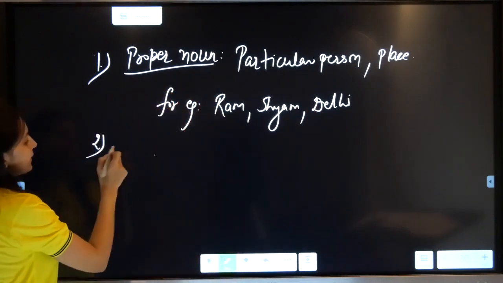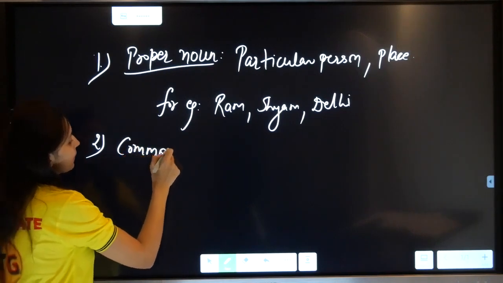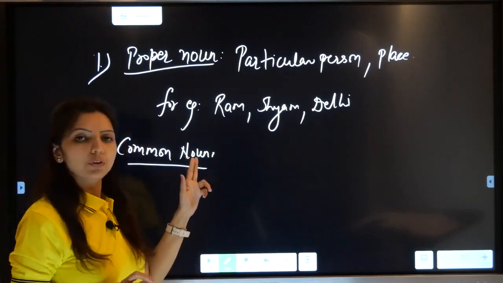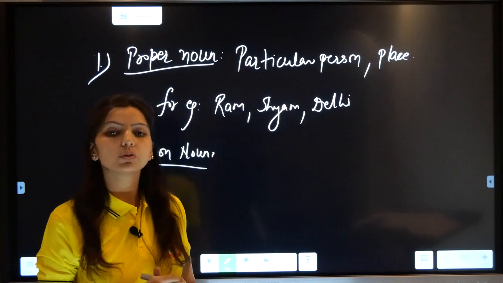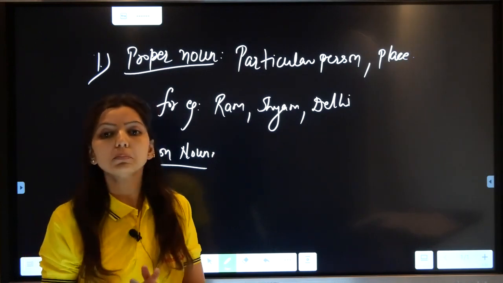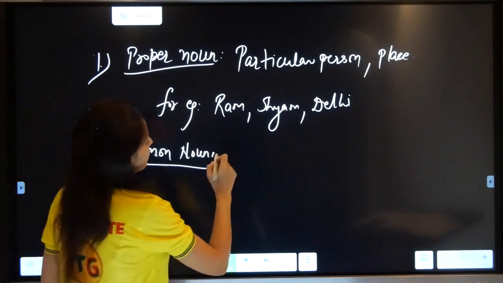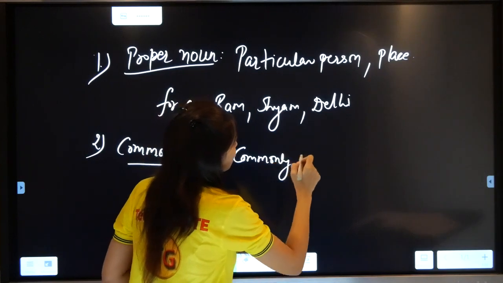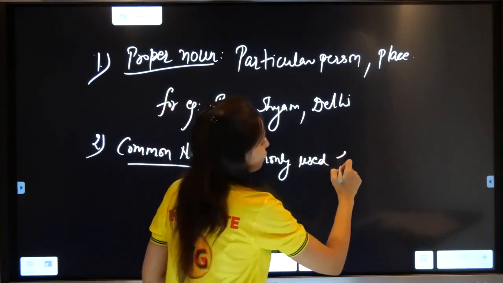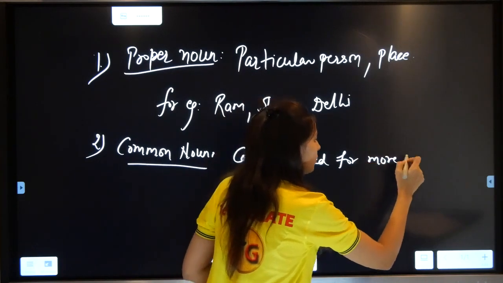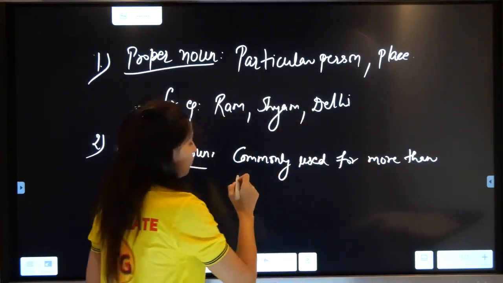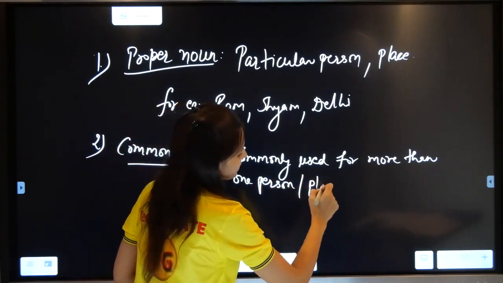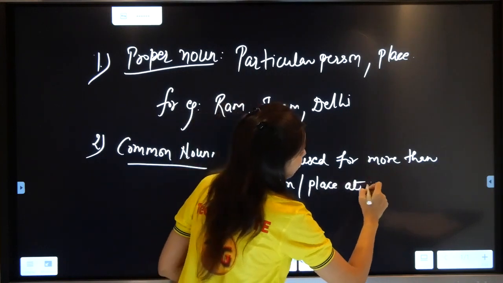Now let's come to second category, that is your common noun. So in common noun we will be including all those words, all those names which we can use for more than one person at a time. For example, you can say common words. These are commonly used for more than one person or place at a time.